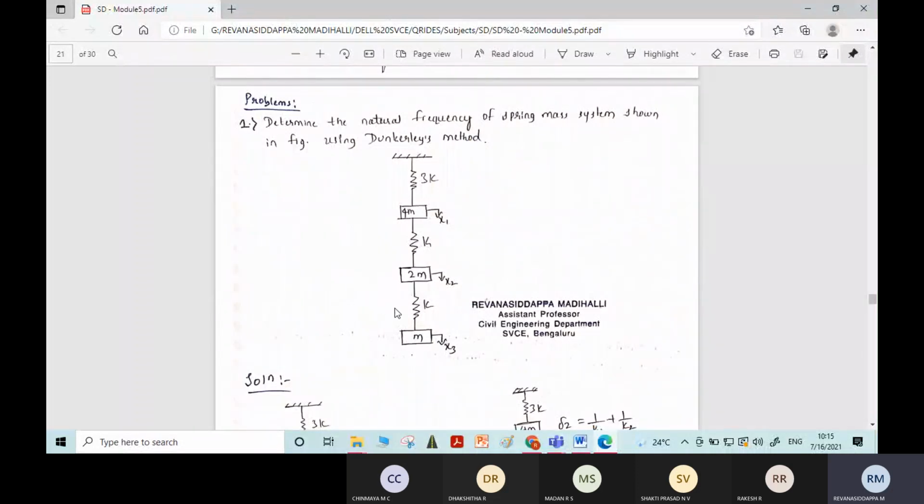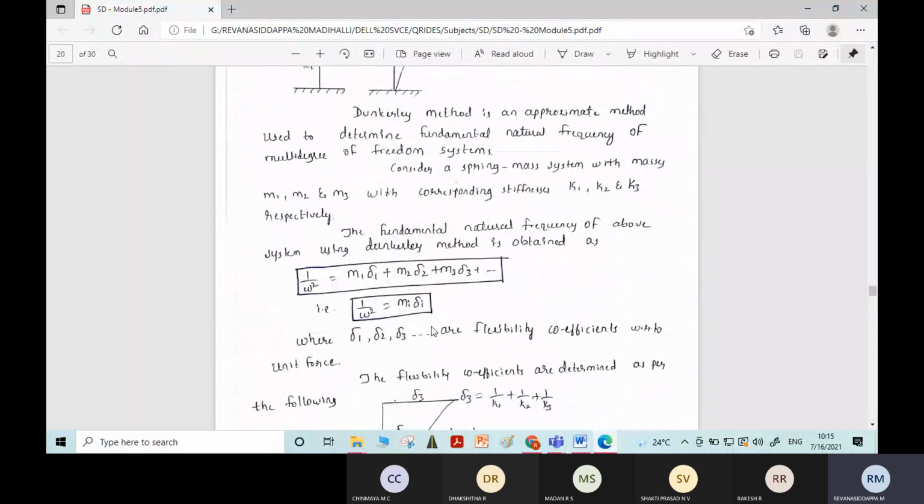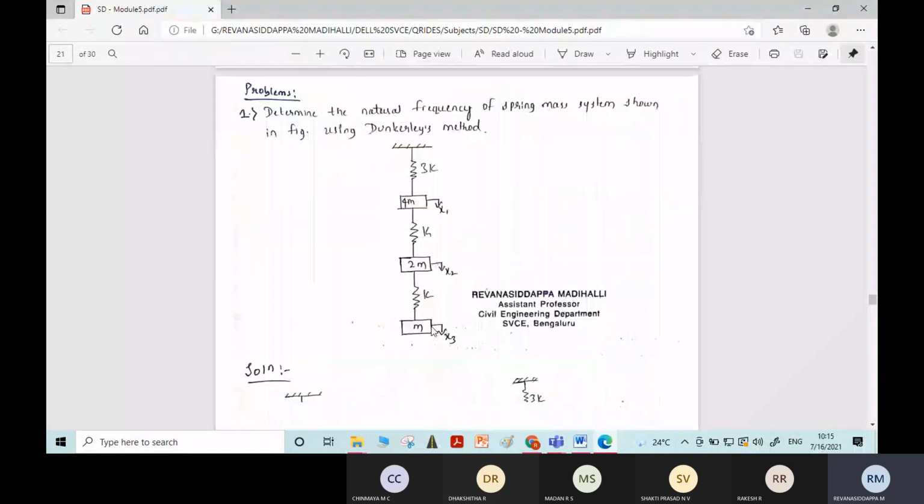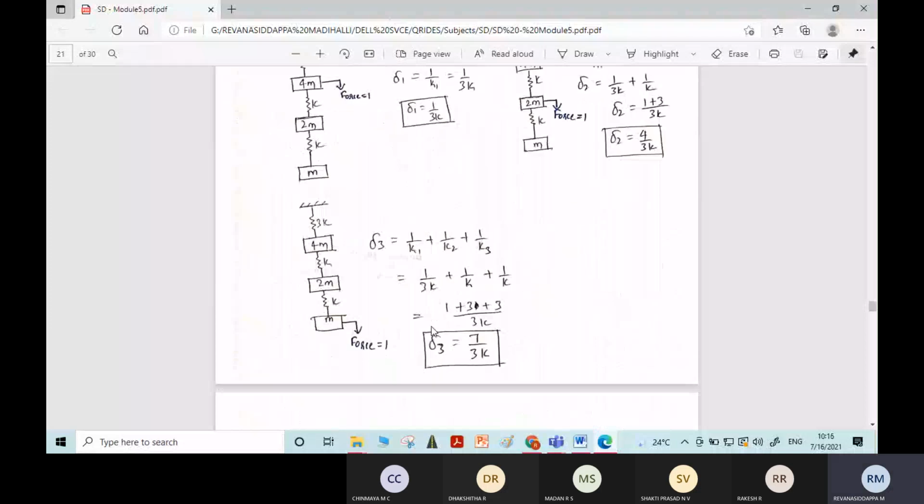Even if you do not prepare for the problems, you need to prepare for theory questions. They will ask you to write short notes.